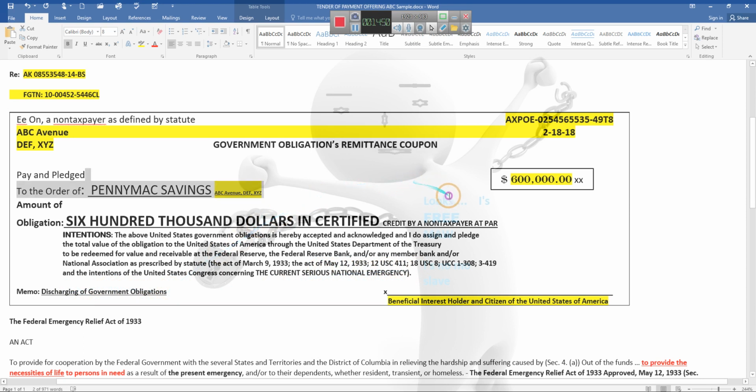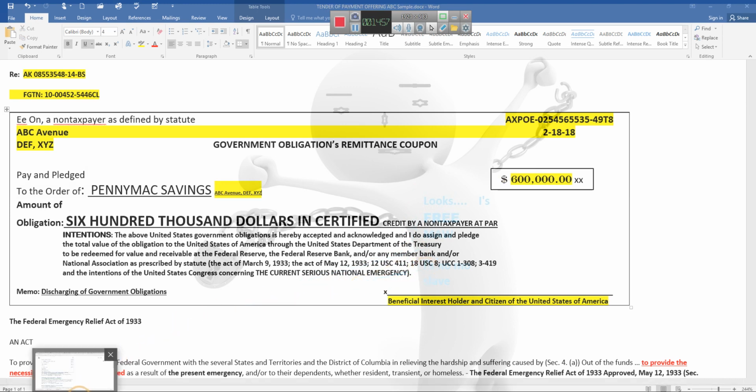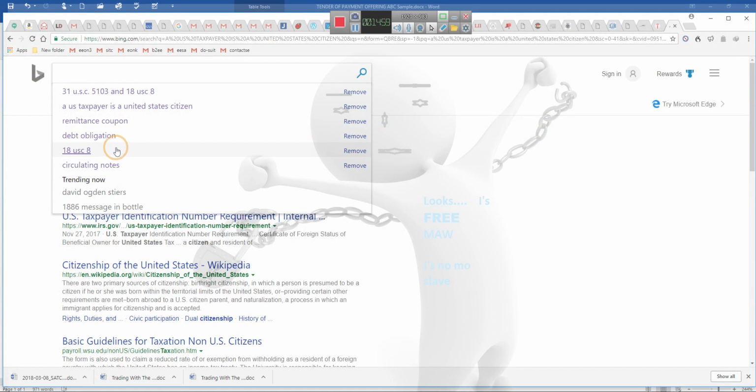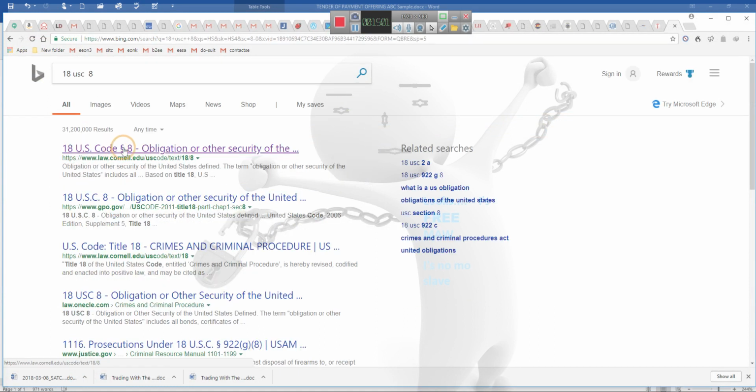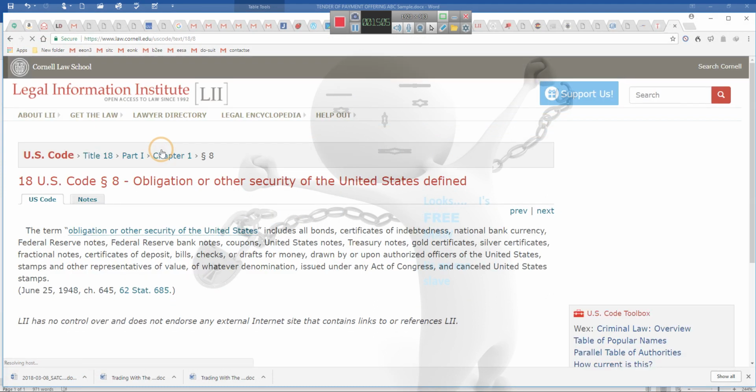Are you sure? I don't think that's what it means. Really? Let's go back to 18 U.S.C. 8, because some of you guys, I know you're so sweet the way you try to outthink me. Like I haven't already thought about all of this. Pay attention. Let's get you guys some heightened security.